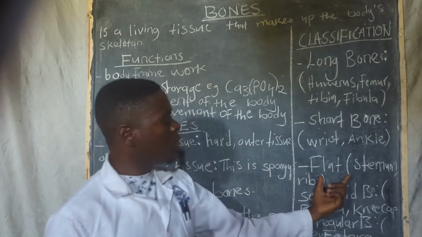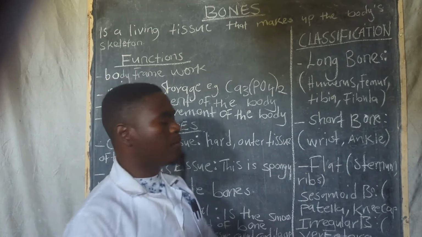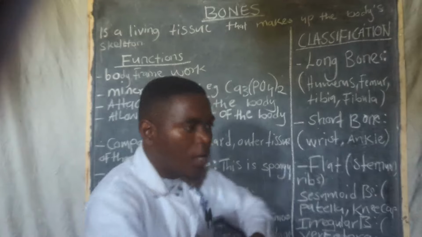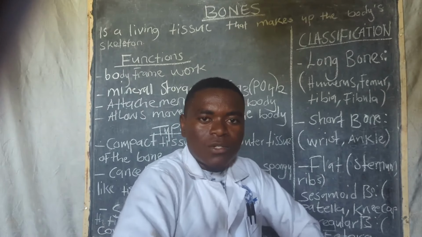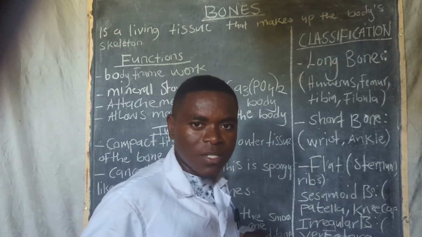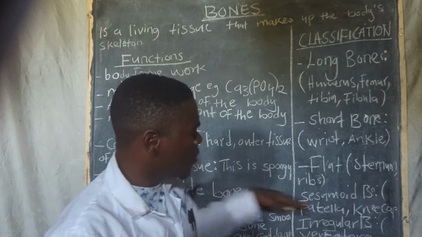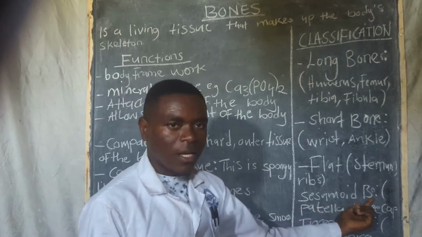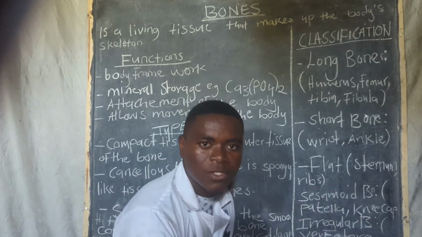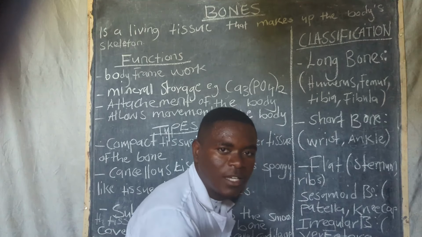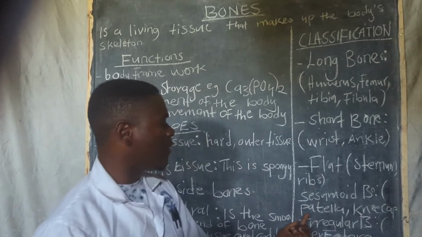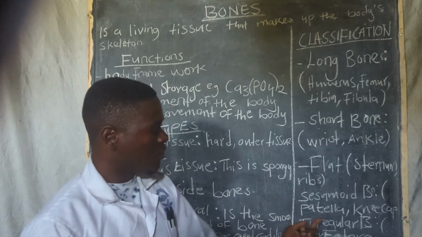Aside from short bones, we also have flat bones. These are bones that protect some internal organs and provide attachment for the muscles. Then there is what we call the sesamoid bone. An example of a sesamoid bone is the kneecap. Aside from the kneecap, we also have the patella. This is what you need to know and understand.